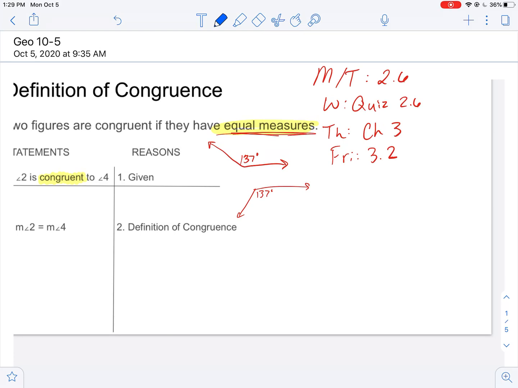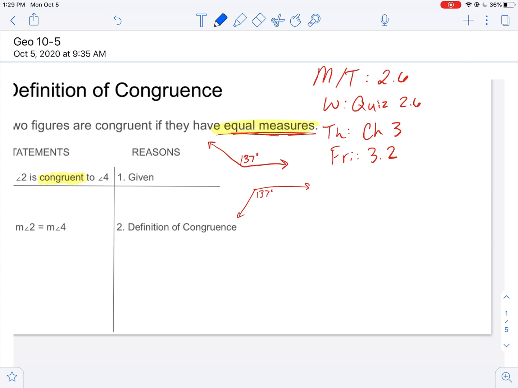We've got our 2.6 notes. We have a quiz on Wednesday. This is day one of our 2.6 notes. And what we're going to be working with today are congruent angles for the most part. So we should define what congruence means before we do anything else.